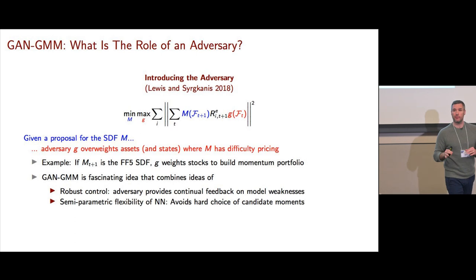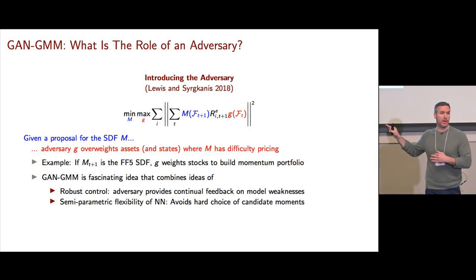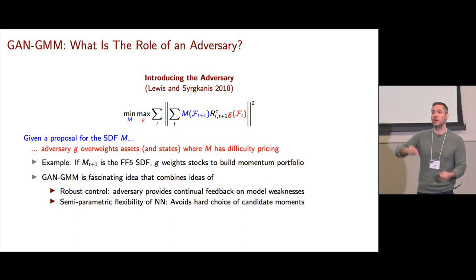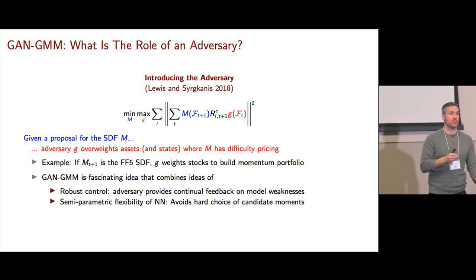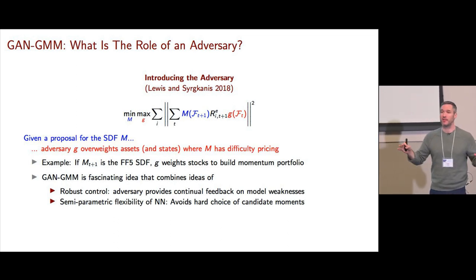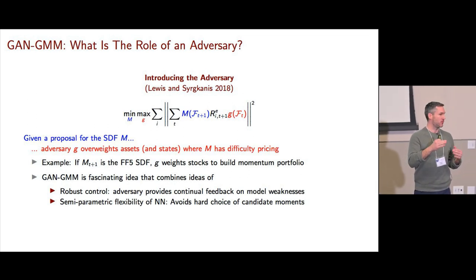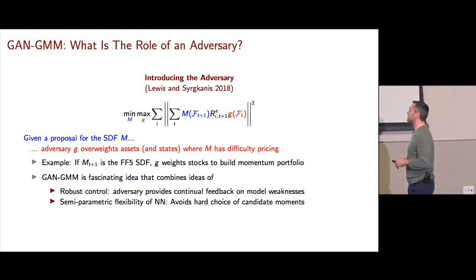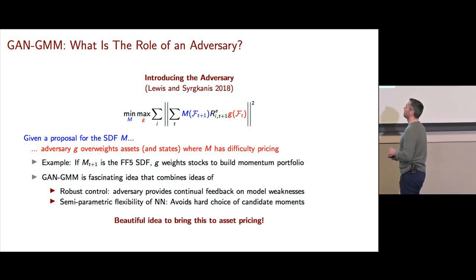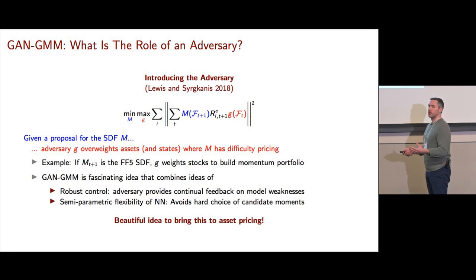So you could do adversarial learning without a neural network in that function, right? I could just pick a big list of moments, and the adversary could choose which of those to overweight and underweight. This says you don't even have to pick that list. You can just have a general function and figure out what are appropriate moments to approximate with semi-parametric statistics. All right, this is a great idea. Great idea to bring it to asset pricing.